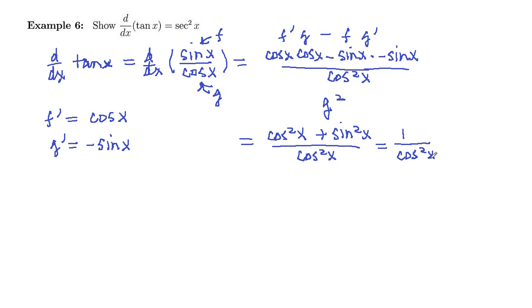And remember that secant x is 1 over cosine. So 1 over cosine squared is secant squared x. And that's what we wanted right there. So we actually proved that derivative rule using the quotient rule. And we can prove the other derivative rules, again, doing the same thing, taking your trig function and breaking it down to sines and cosines.